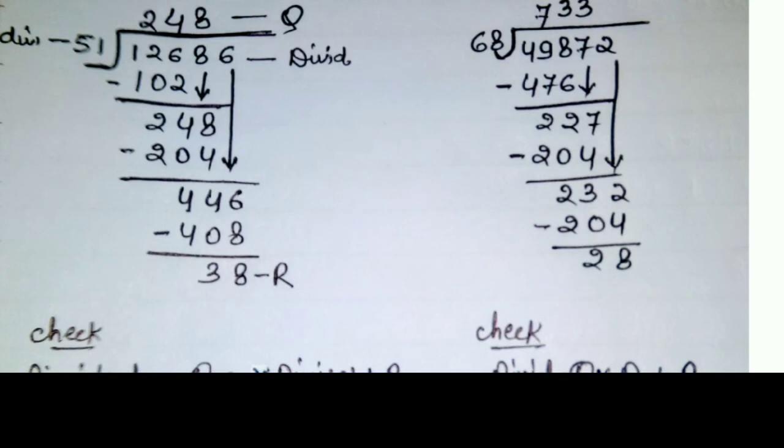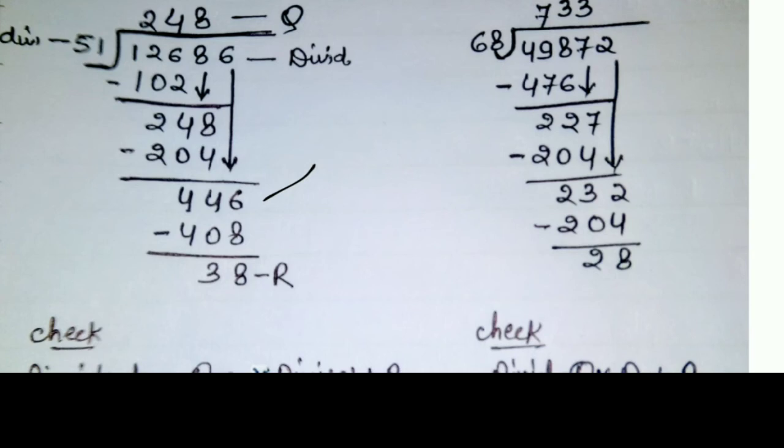Then 51 multiplied by 4, we get 204. So again we will do minus. So we get 44, and the 6 we will write down. So now our new number is 446. See, 51 multiplied by 8, we get 408. So here the remaining we get is 38.